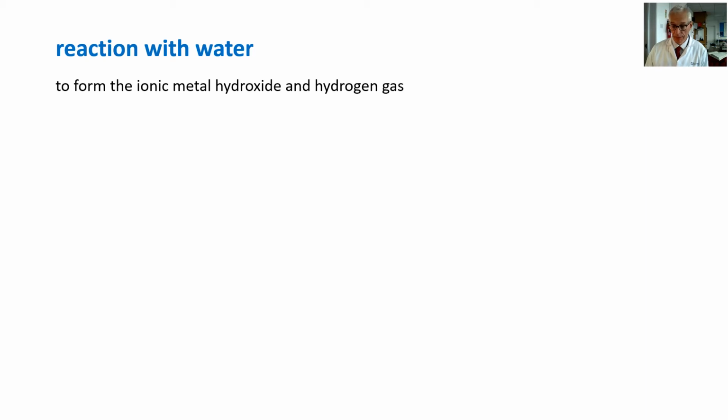So, if I show you my equation, we have a metal to form and liberate hydrogen gas, H2, and then we need to get the formula of the ionic hydroxide correct. This can be a problem.